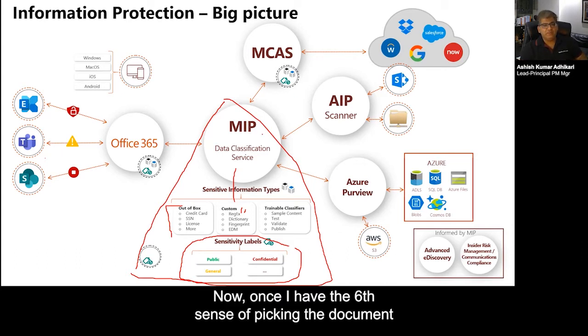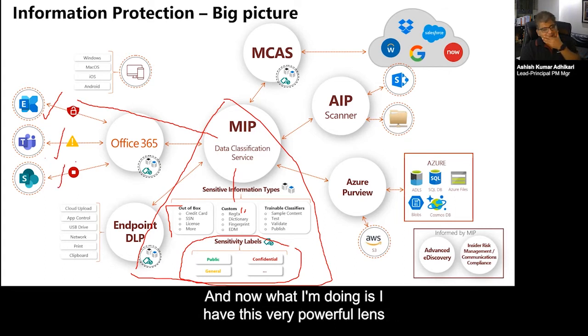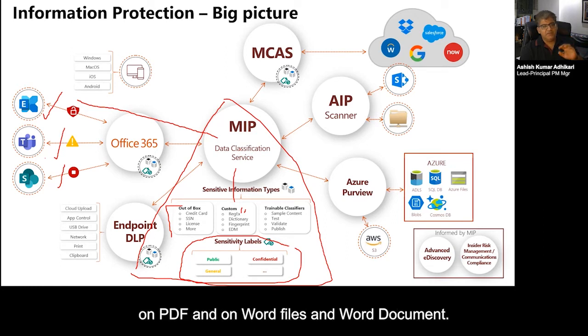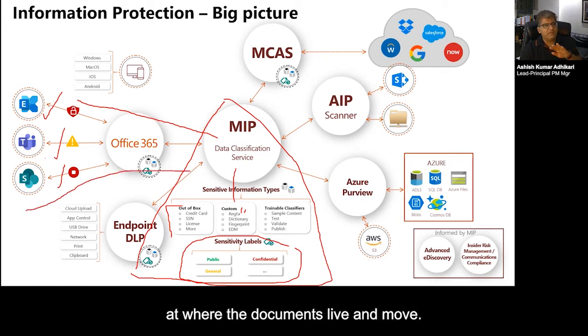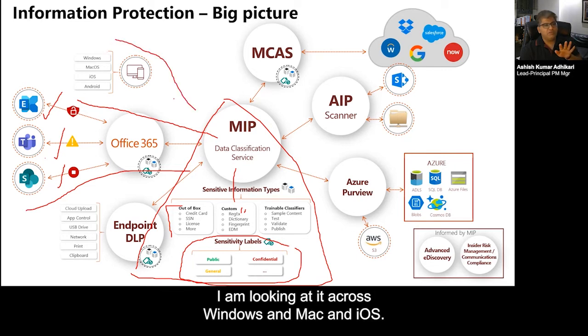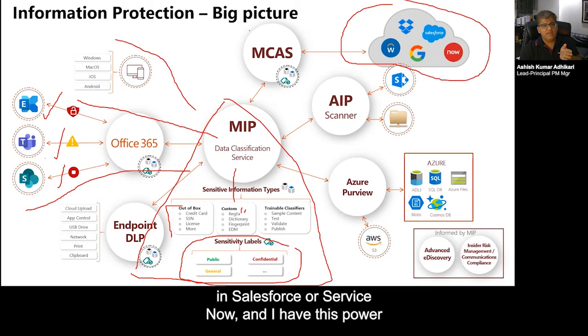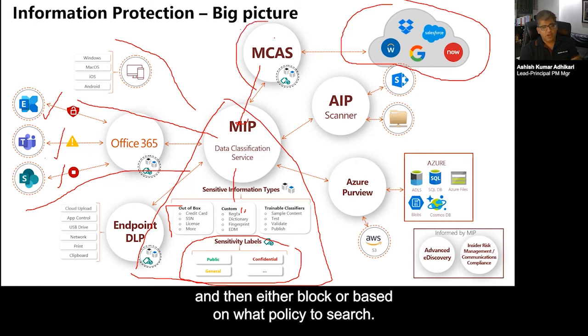Now, once I have the sixth sense of picking the document, then what happens is, hey, why not I expose this power to see if something is going from Exchange, if something is getting communicated on Teams or SharePoint or a link. And now what I'm doing is I have this very powerful lens of classification service, which applies on PDF and Word files and other documents. And now I am just looking at where the documents live and move. I am looking at it across Windows and Mac and iOS. I'm looking at even the applications. If somebody is in Salesforce or ServiceNow, and I have this power of MCAS, and the MCAS now can use the same classification lens and then either block or act based on what policies you set.